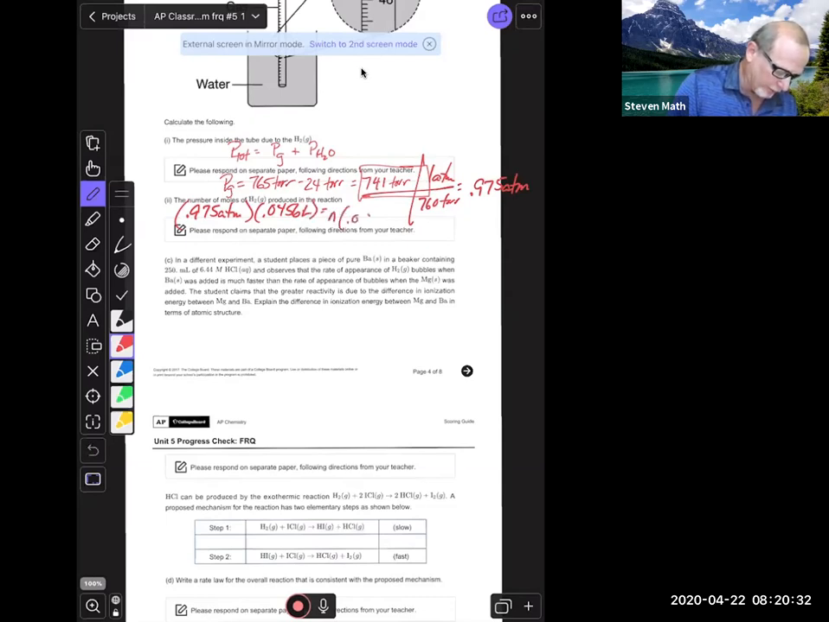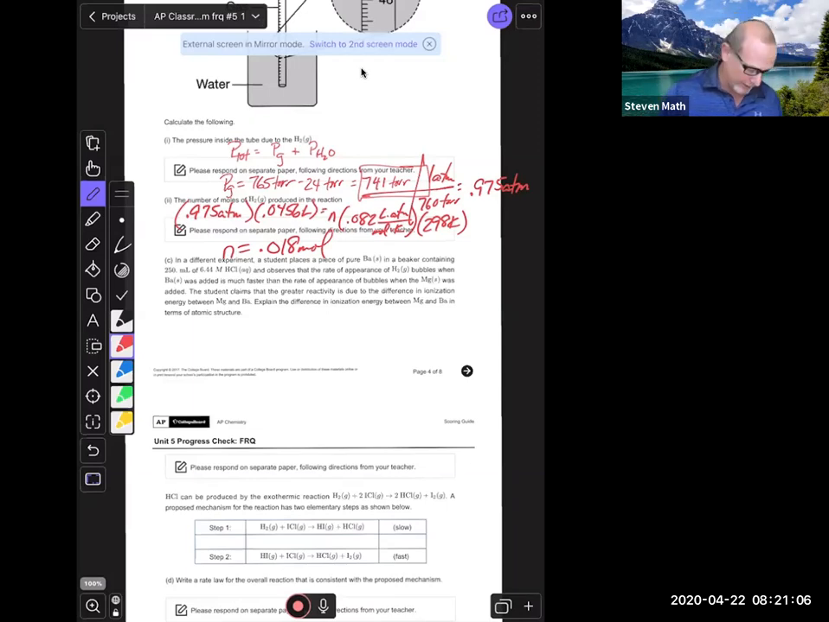R is 0.082 liter atmospheres per mole Kelvin. And they told us we were at 298 Kelvin. So if I munch and crunch them, n ends up being 0.018 moles. So they went from stoichiometry to partial pressure into an ideal gas law. Now let's see what C holds for us.